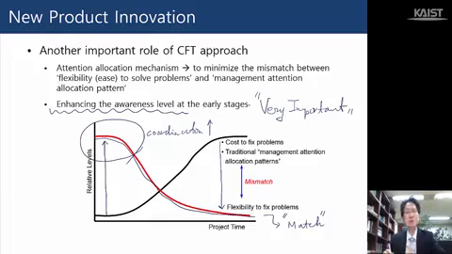It is also interesting to note that if the technological uncertainty and the market uncertainty are very high, then the benefit due to this match between problem solving and attention allocation is much larger. And again here, if the technological uncertainty and market uncertainty are very high, then it's much more beneficial to use the cross-functional team approach rather than the traditional approach.